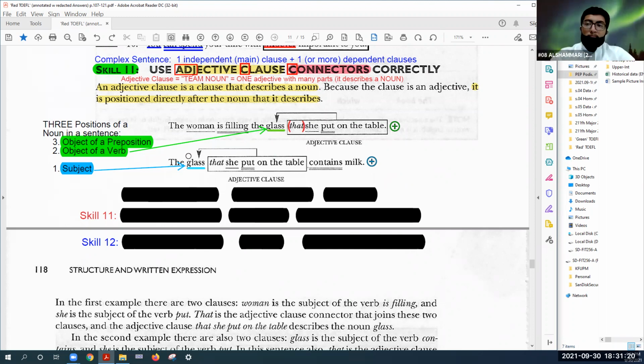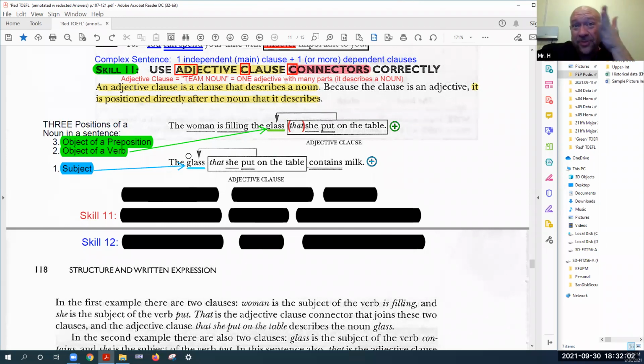So look at that. We have a subject on the left and a verb on the right. Why do we separate them? Any idea? To add more information, an adjective. What's in the middle? An adjective clause. Now, why do we put the clause here? To add information, to describe the glass. Yes, the clause describes the glass.